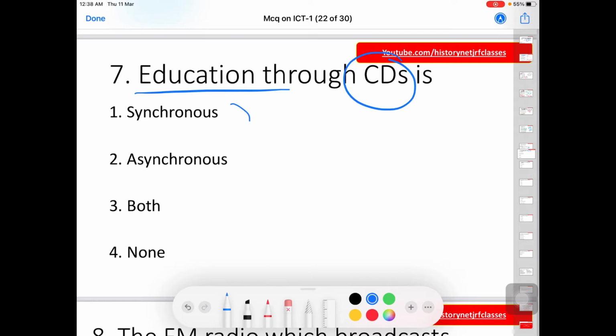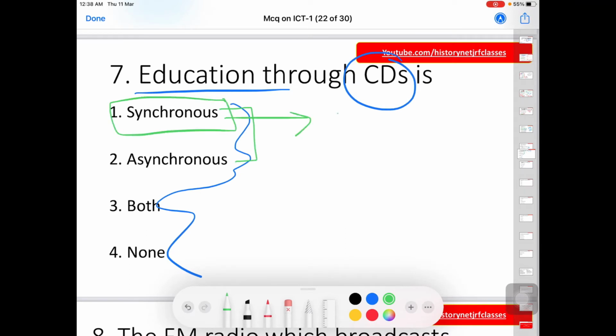Whether it is synchronous, asynchronous, both or none. So first we have to understand what is synchronous and what is asynchronous. So synchronous is something when sending a message and receiving a message is happening simultaneously at the same time. For example, if there is something broadcasting live, or if there is any live stream on YouTube, or any live stream going on Instagram or anywhere, so that is synchronous, that is you are syncing.